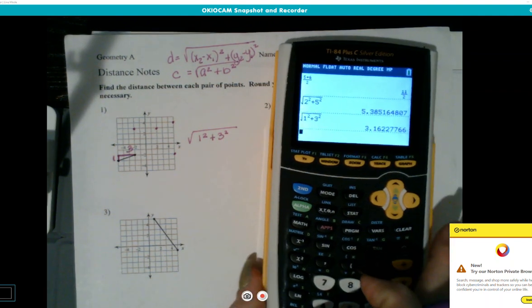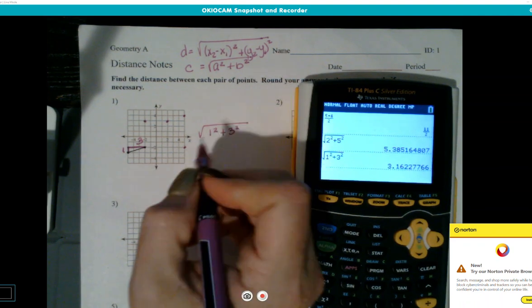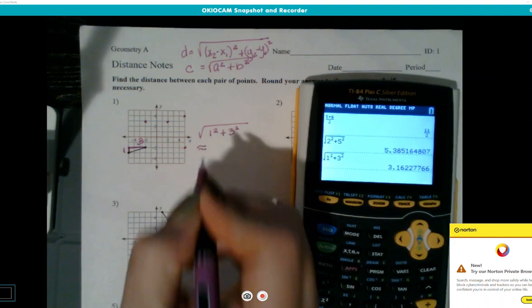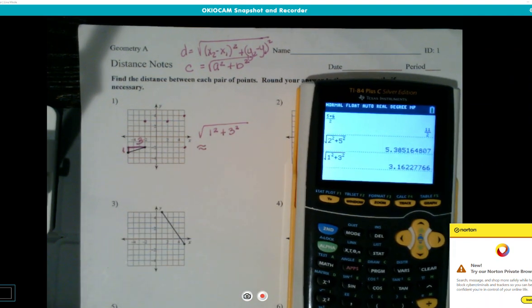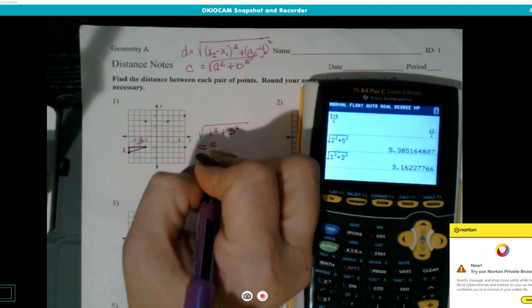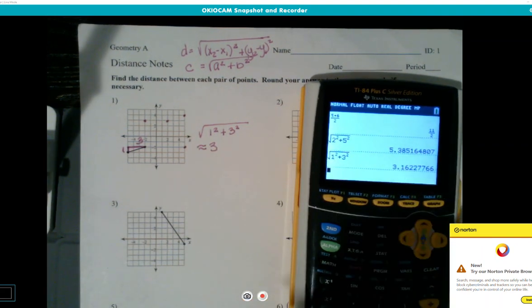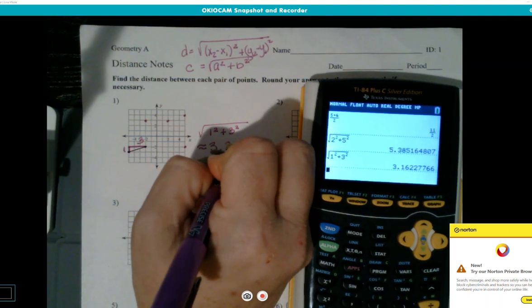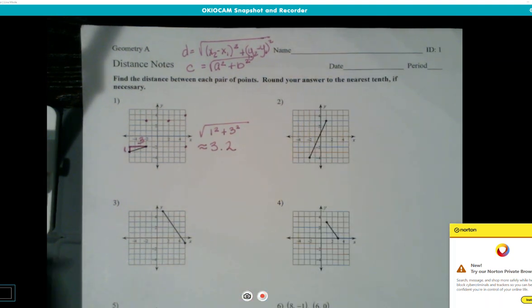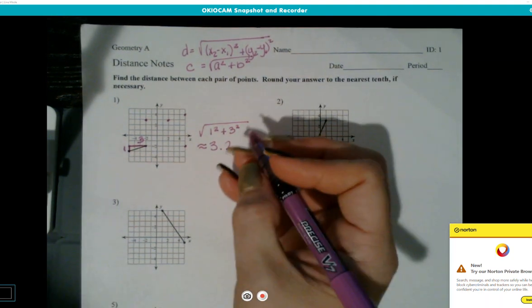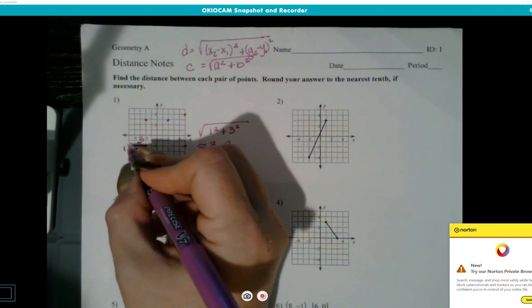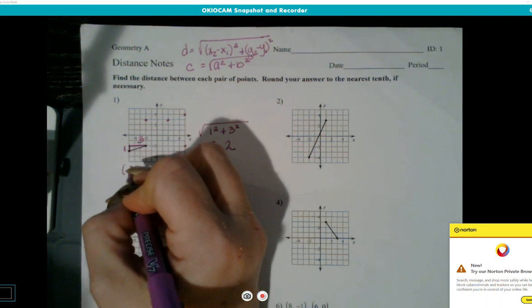Now remember, we want to round to the nearest tenth. So I'm going to make this little mark, which means approximately, because I'm rounding it, 3 point. When I'm rounding to the nearest tenth, the 6 makes the 1 go up to a 2, so 3.2. Okay? Now, if you wanted to actually put your points in, the point here is -5, -3.